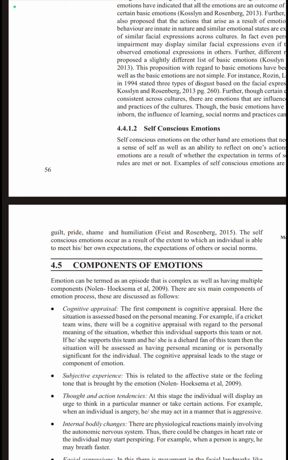Now there are 6 main components of the emotion process. So the process of feeling some emotion consists of 6 main components. And what are these components? These components are cognitive appraisal, subjective experience, thought and action tendencies, internal body changes, facial expressions and response to emotion. Alright, so these are your 6 components that are related to the emotion process. Now we'll obviously discuss them in detail.